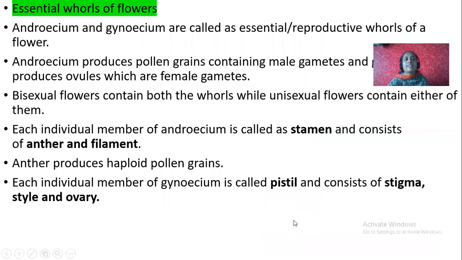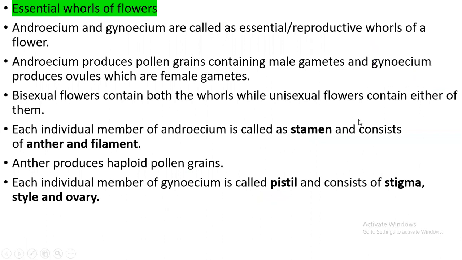See, essential whorls of a flower. Androecium and gynoecium are called essential or reproductive whorls of a flower. Androecium produces pollen grains. What are pollen grains? These are male gametes. And gynoecium produces ovules, which are female gametes.